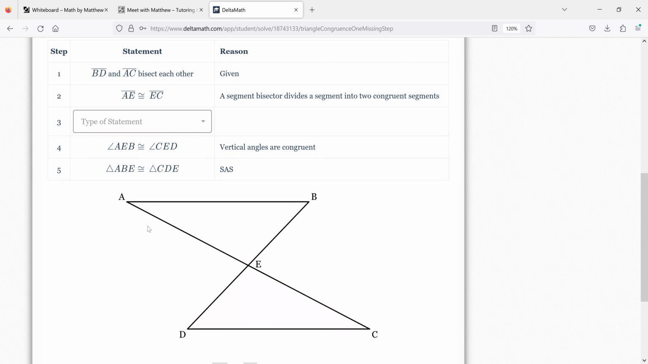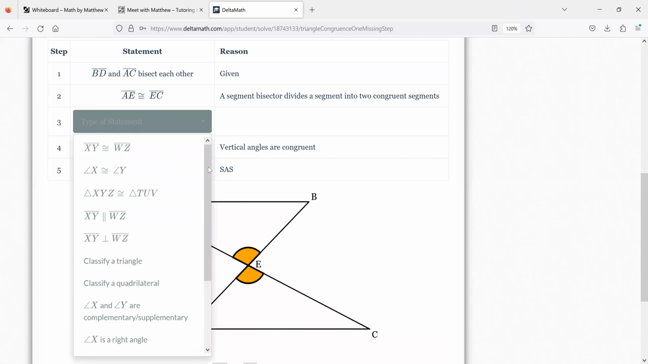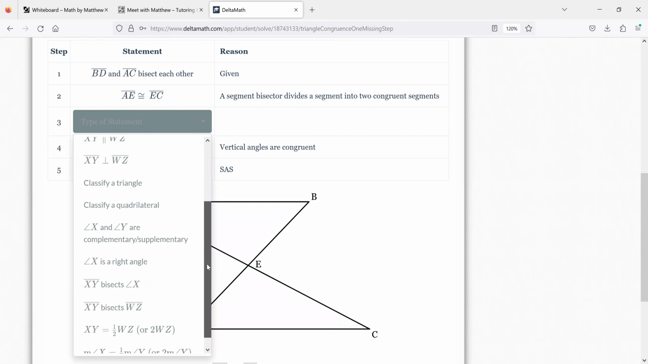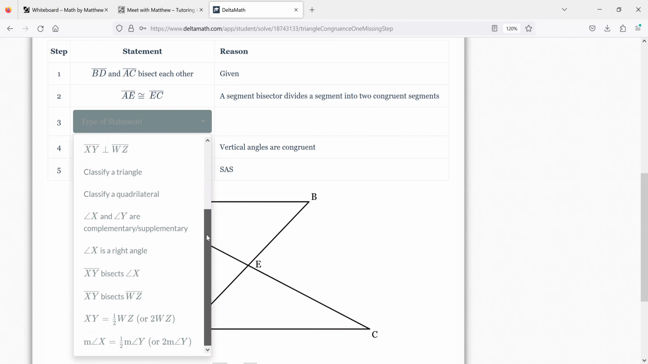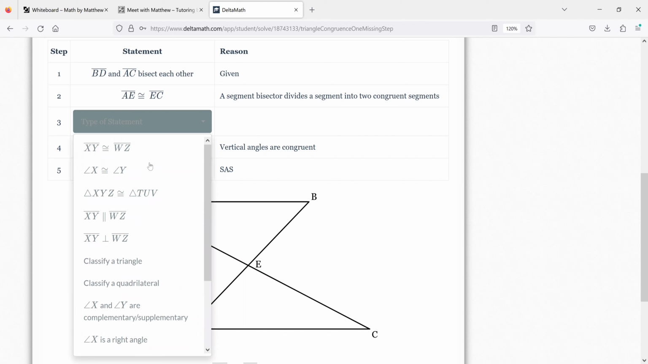So we know that AE is congruent to EC, and we're trying to prove that the triangles are congruent by side angle side. Need another side congruent. That's the DE congruent to EB. So that should be on this list, which it's not. Why is XY on here? That would almost appear to be a mistake to me.